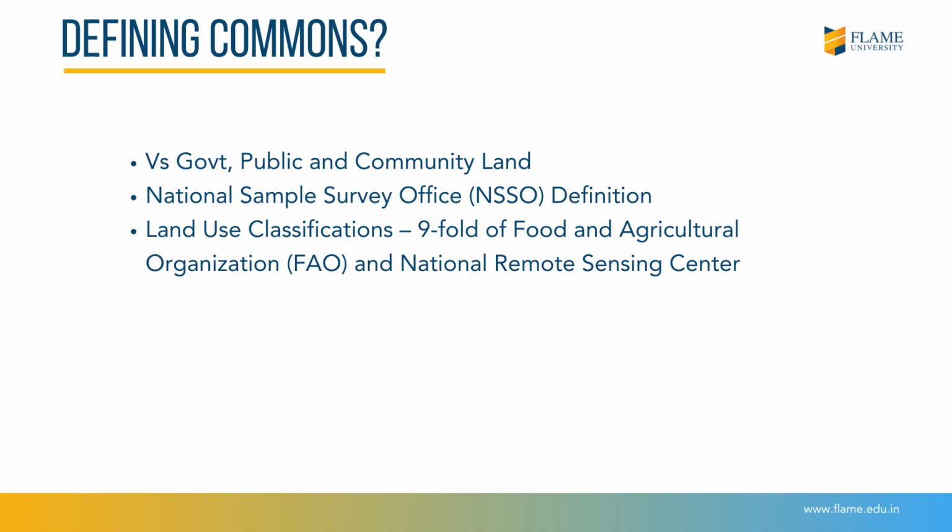For example, when NSSO, the National Sample Survey Organization, tried to estimate common land in the 1980s, they could not find any common land legally. So they took the proxy of this ninefold land use classification, and also the proxy of looking at land records where some land is called community land or gochar land or forest land, and taking that proxy they estimated this common land.